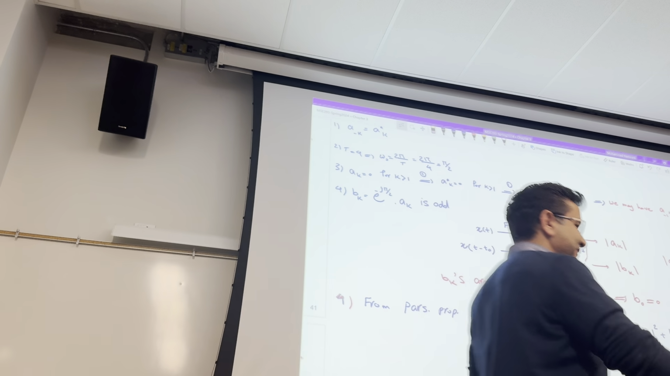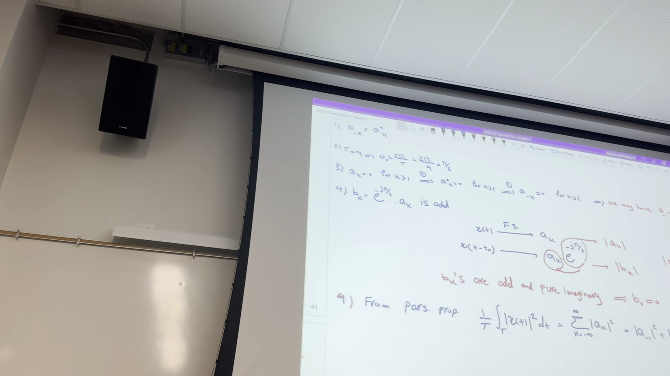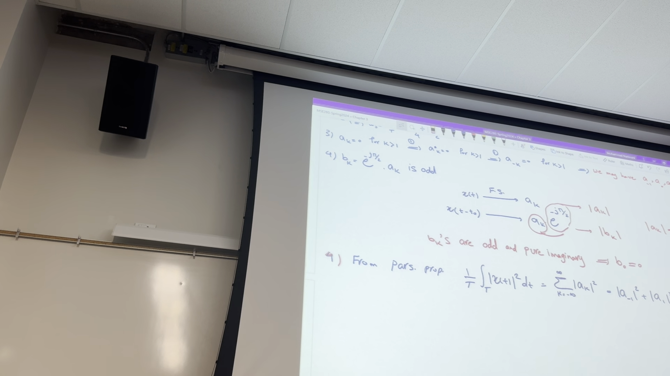Because we are in the middle, let's finish it and then come back. Okay, so about AKs, we have these, and about BKs, can I write the same property for BKs?